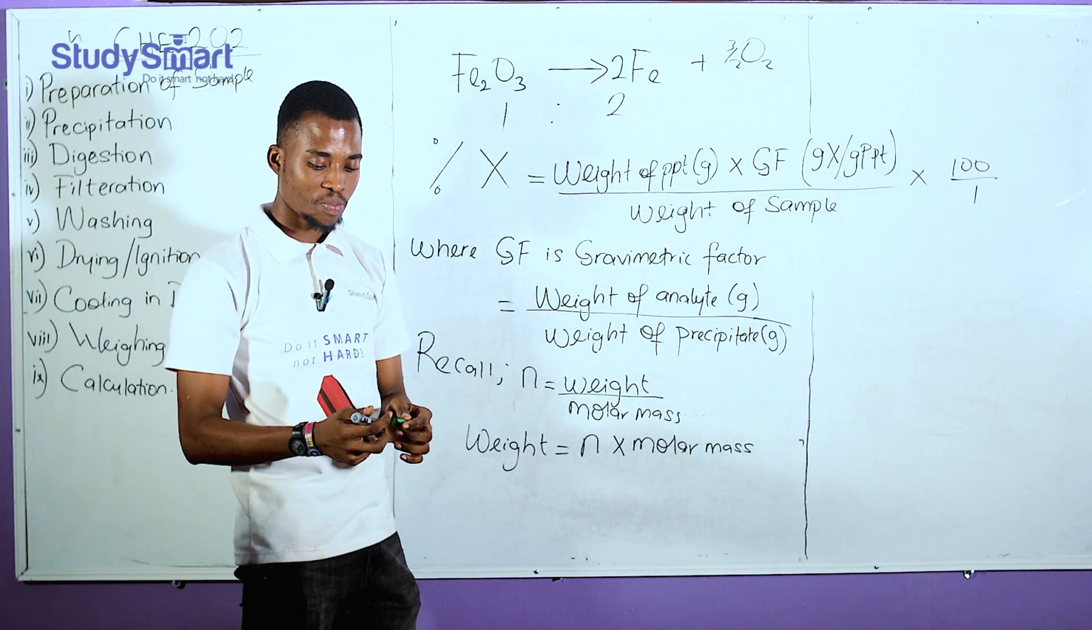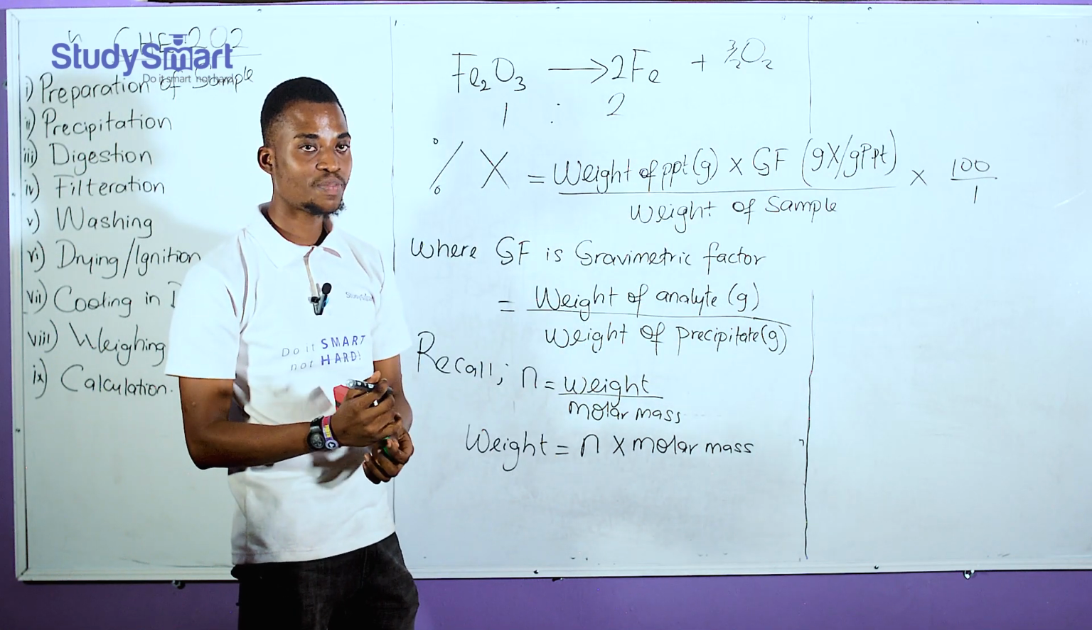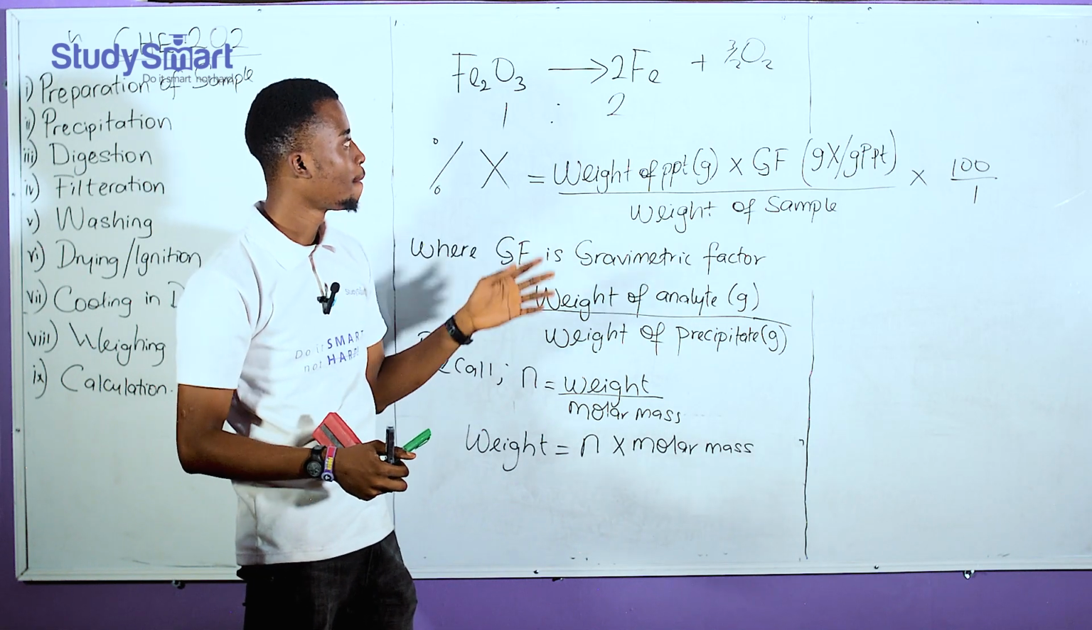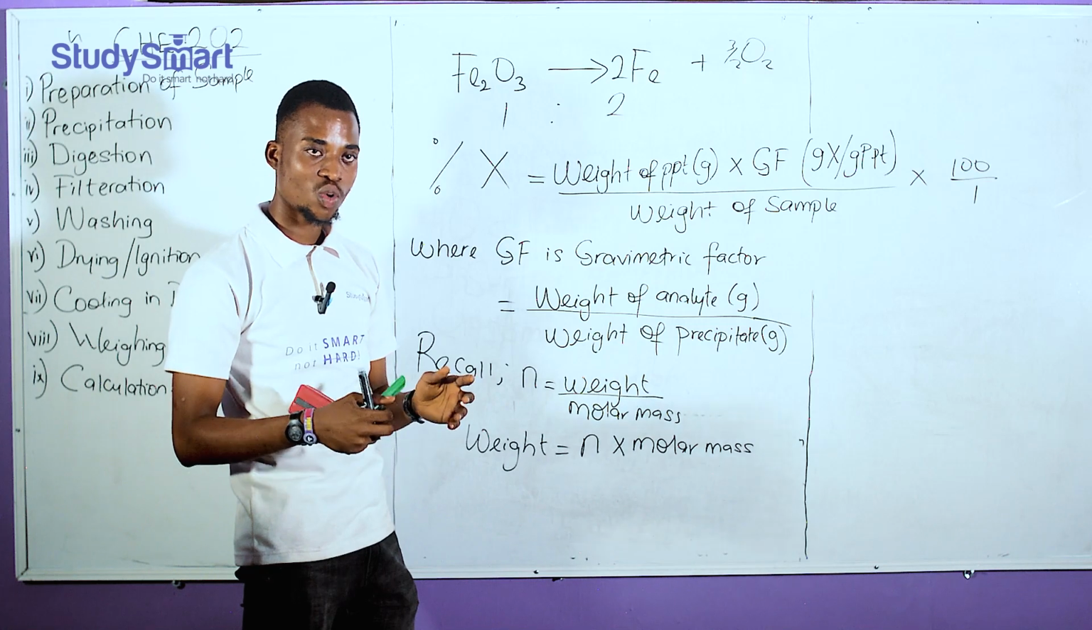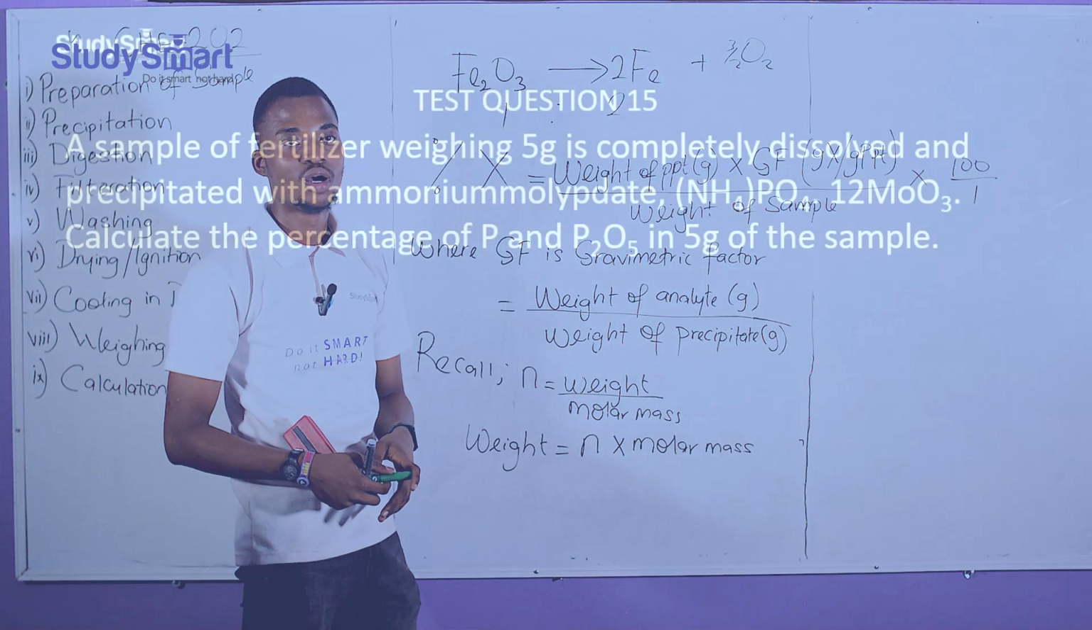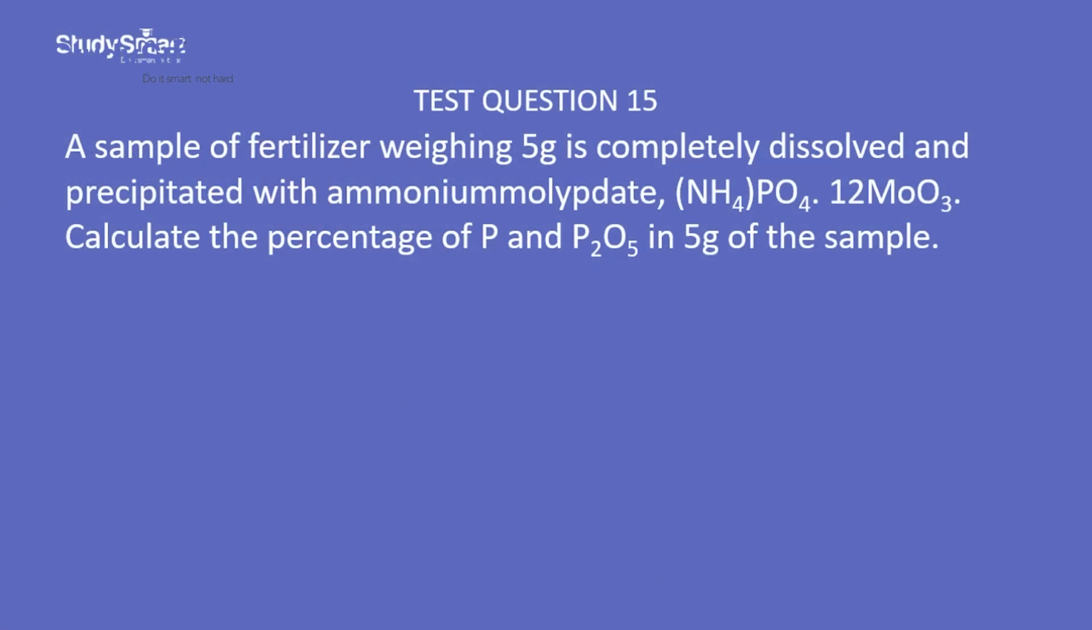So we'll look at some past questions. We'll look at about 3 past questions on calculation involving gravimetry. And when we solve this, I believe you should be able to attempt any other question you find. The question shown on our slide is the past question. It says a sample of fertilizer.